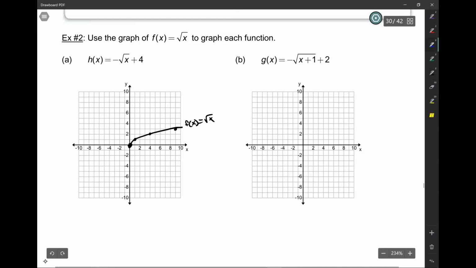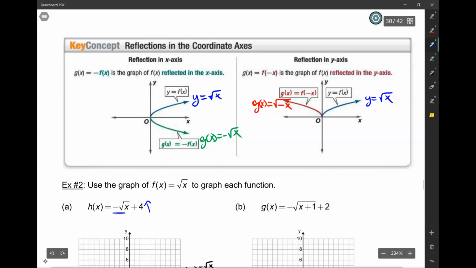So now let's graph h of x. H of x has a shift up 4 units. So the endpoint is now here. Now, what is the function going to do? It's still going to take a square root, but then make the value negative, right? So if I go in the positive direction 1 unit, it's going to give me the square root, but in the negative direction, so down here. Okay? Because it's negative root x, it reflects downward.